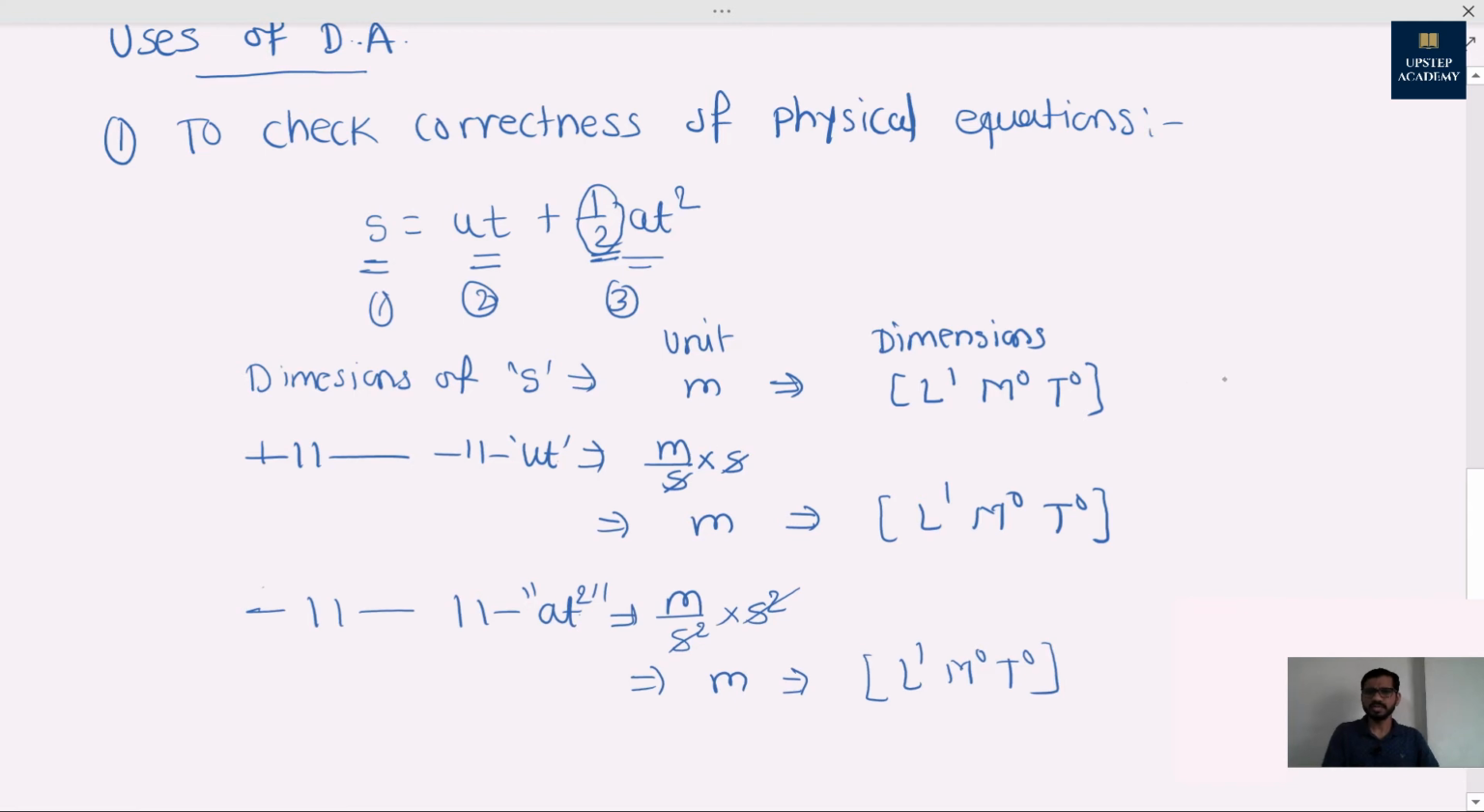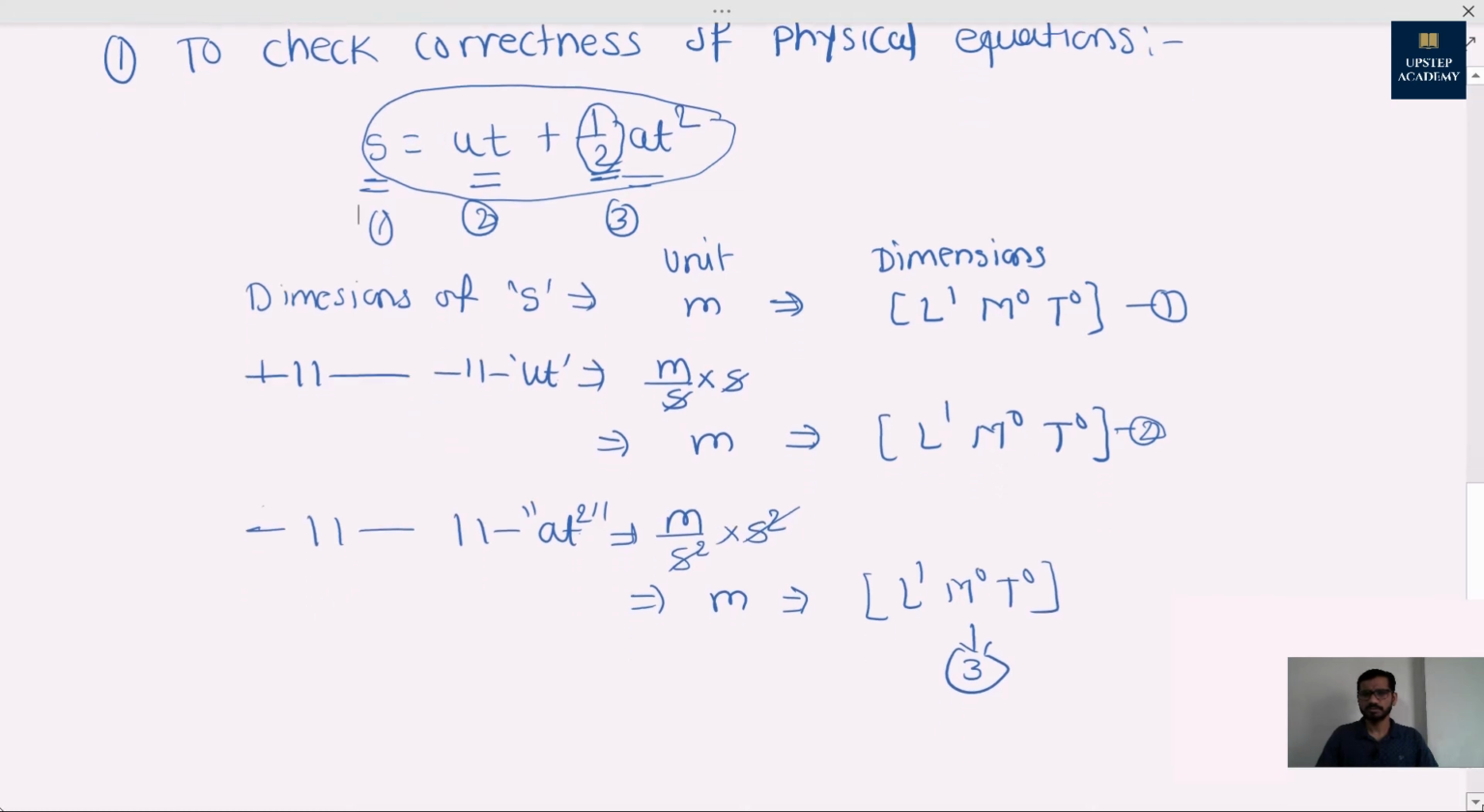So you can see, suppose this is equation number 1, this is equation number 2, and this is equation number 3. From equations 1, 2, and 3, you can conclude that the dimensions of all the terms present in the given equation are the same. That is why you can say this equation is mathematically correct. So that is all about the first use of dimensional analysis.